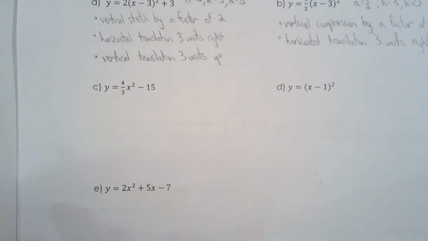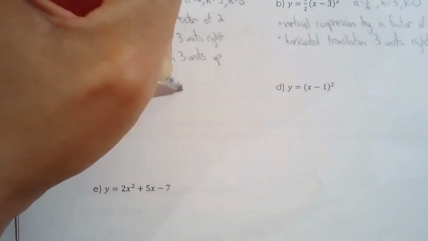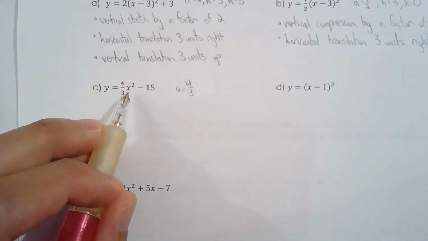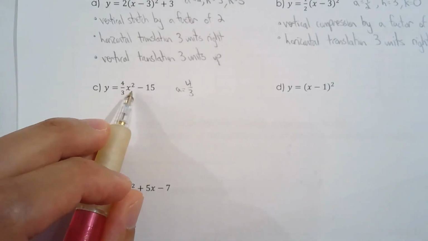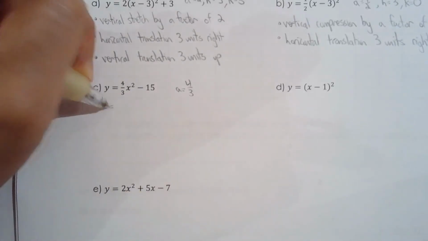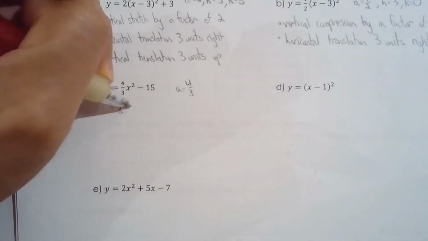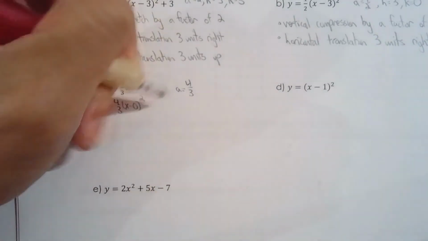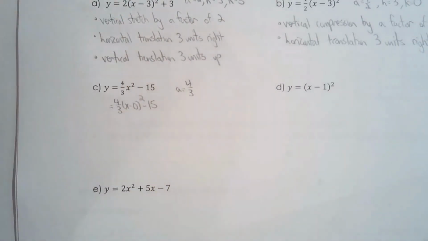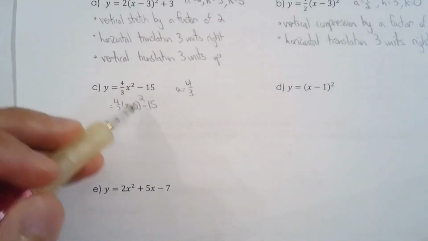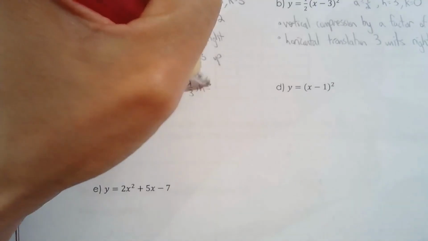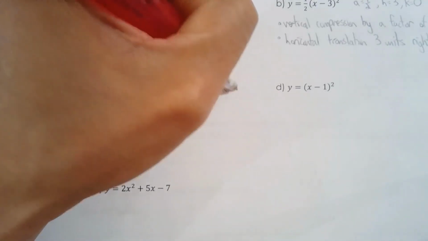Alright, let's keep going. A is 4/3. For h, you can write x minus 0 all squared if you're really uncomfortable. If you really can't see why h is 0, okay, it's clear, x squared is x minus 0 squared, of course. I mean, silly to write it like that, but a lot of students really struggle seeing why h is equal to 0 here. So h is 0 and k is negative 15.